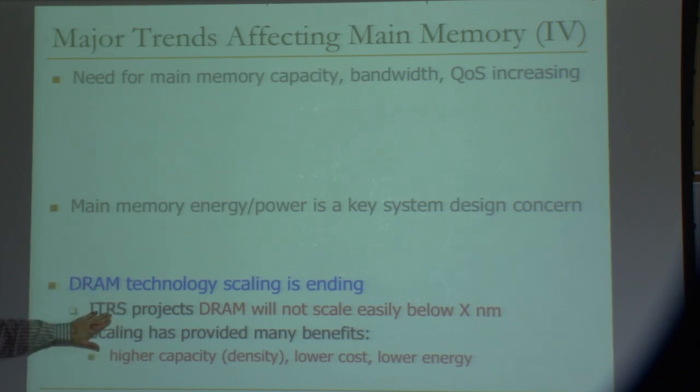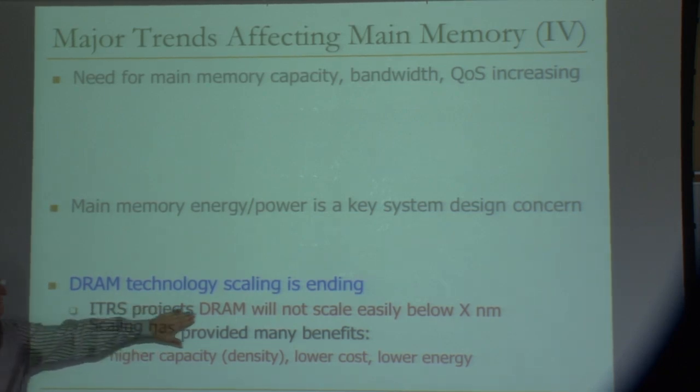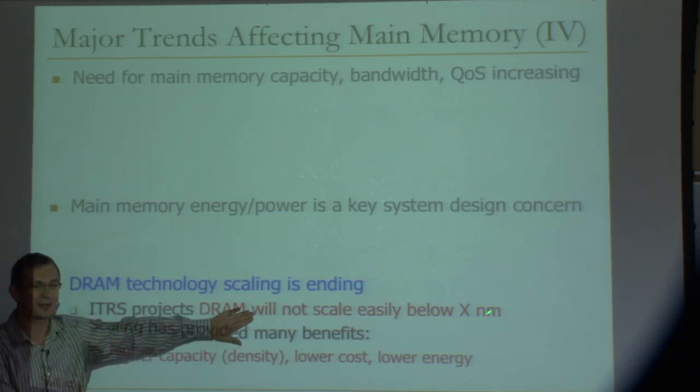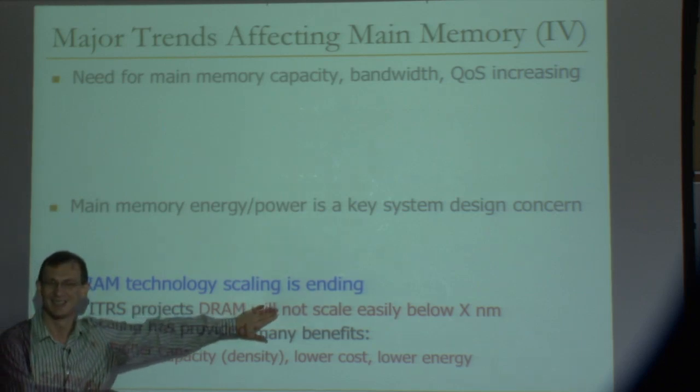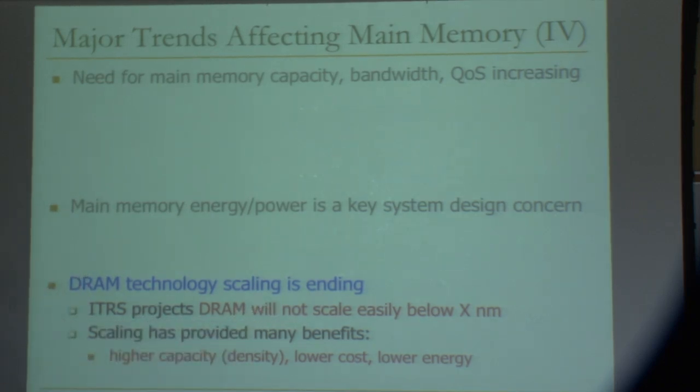Basically, ITRS, the International Technology Roadmap for Semiconductors, is a consortium that projects what will happen to the semiconductor industry. They've been projecting that DRAM will not scale easily below X nanometers. Obviously, they're not saying X, but this is my X. So they've been projecting that DRAM will be much more difficult to scale to smaller technology nodes, like below 35 nanometers. But we have DRAM that's below 35 nanometers today. But it's becoming increasingly difficult. I'll cover this in a little bit more detail.